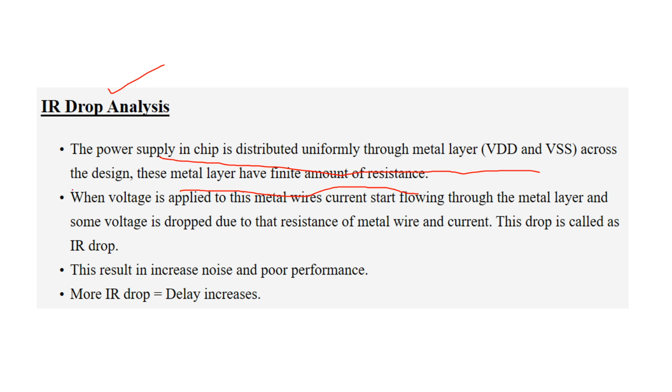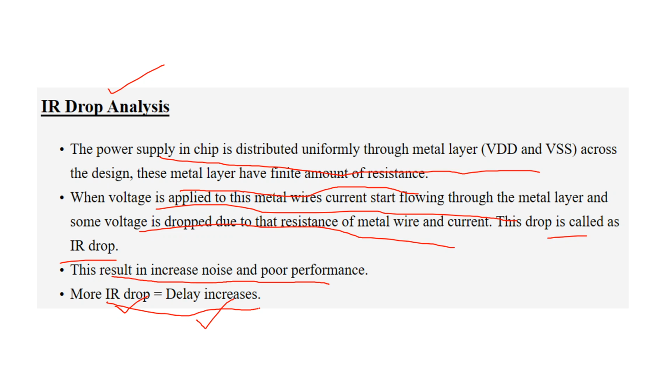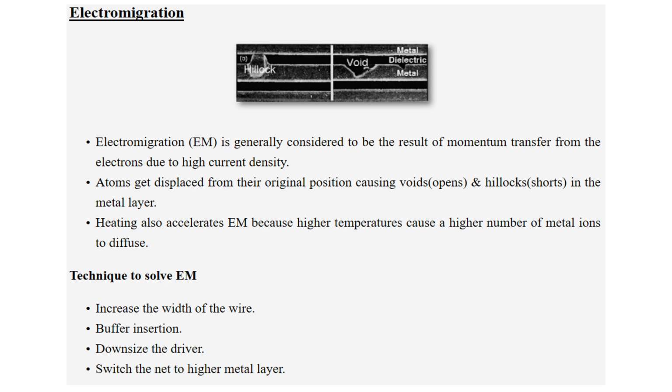When voltage is applied to these metal wires, current starts flowing through the metal layer, and some voltage is dropped due to the resistance of the metal wire and current. This drop is called IR drop. This results in increased noise and poor performance, which means that if IR drop is increased, delay is increased. It's an important statement: if IR drop is increased, delay is increasing.